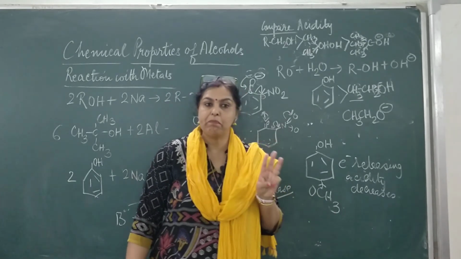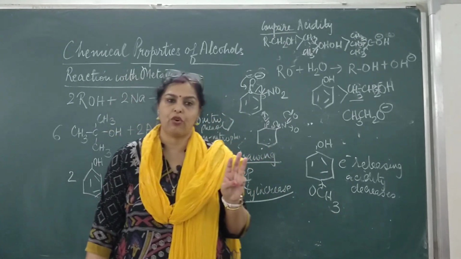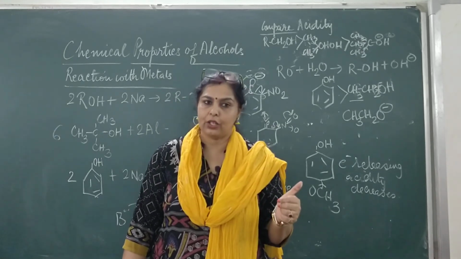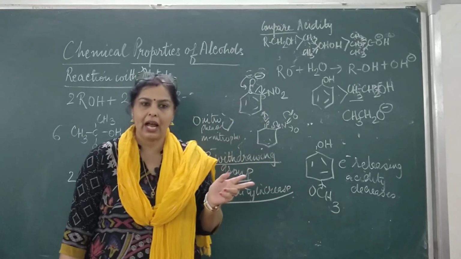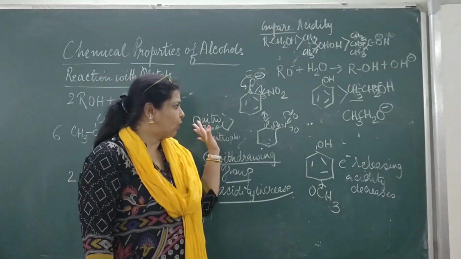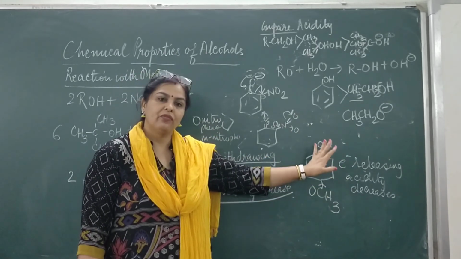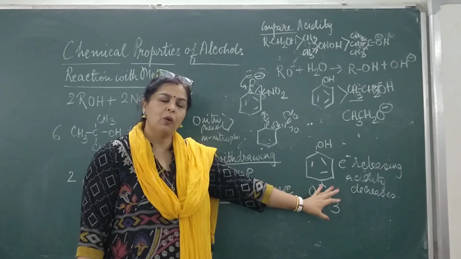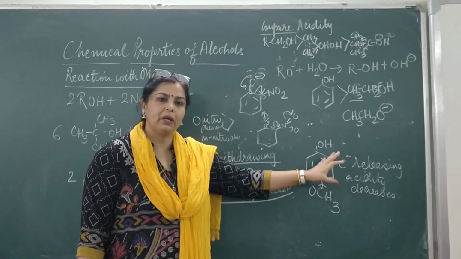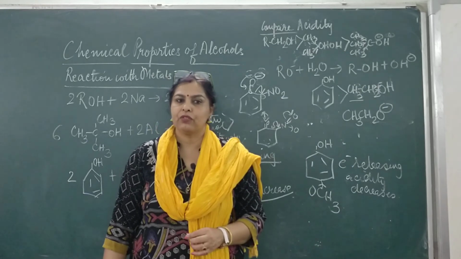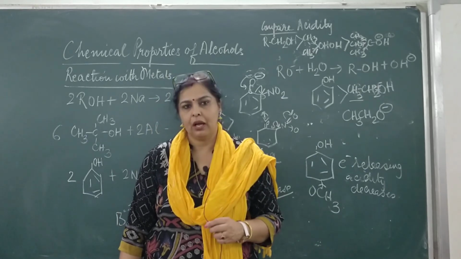There are 3 major electron withdrawing groups. One is nitro, one is aldehyde and acid. I hope you are clear with this. This is very important portion. Why phenol is acidic and how electron withdrawing groups increase the acidity. We will continue with the chemical properties.